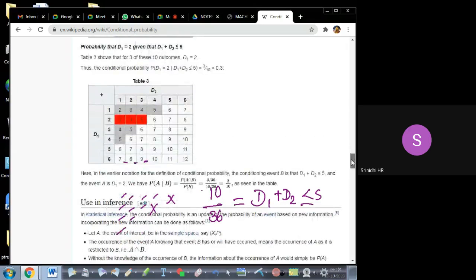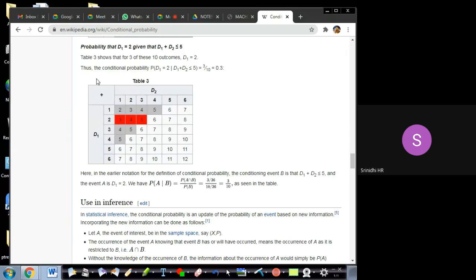I'll take the third example now. Table 3 shows 3 of these outcomes where d1 is equal to 2. He is telling us to consider only the outcomes with d1 equal to 2, and when d1 is equal to 2, you need to pick d1 plus d2 which is less than or equal to 5.